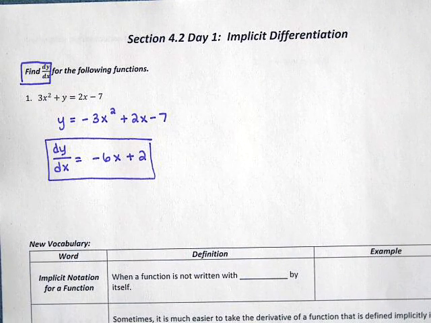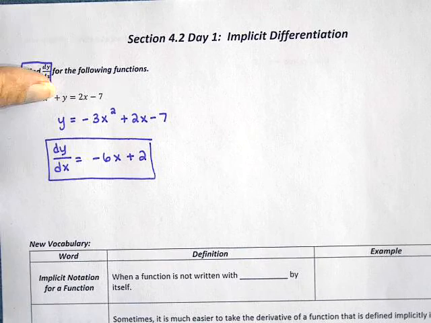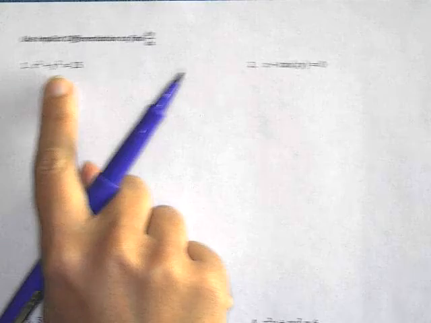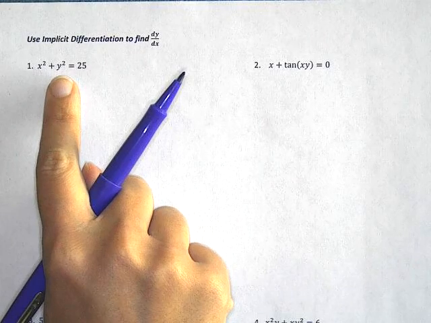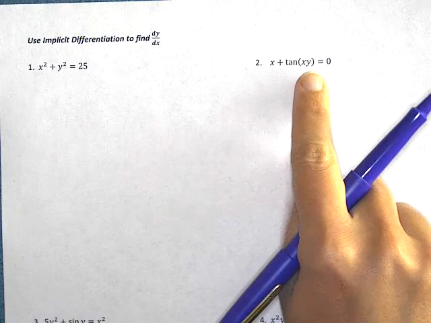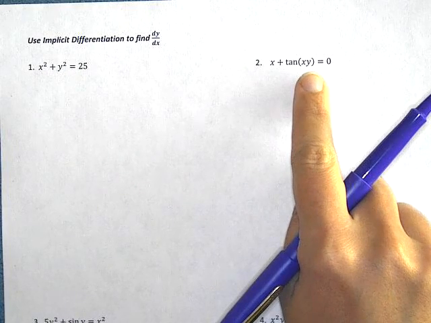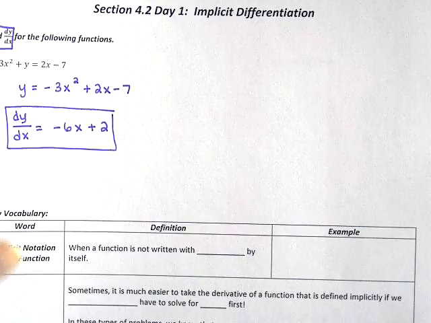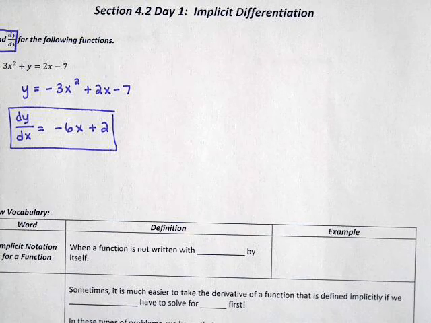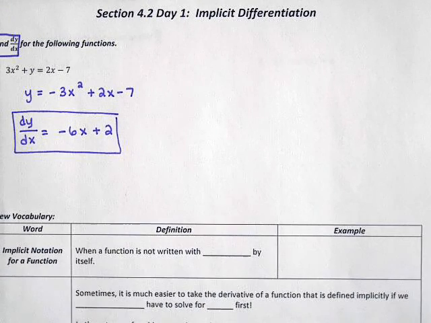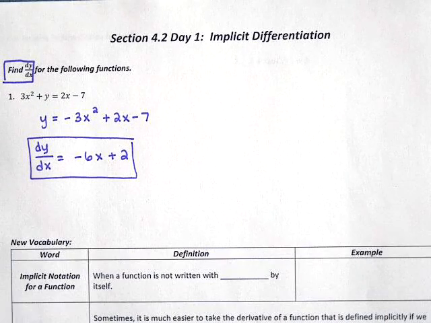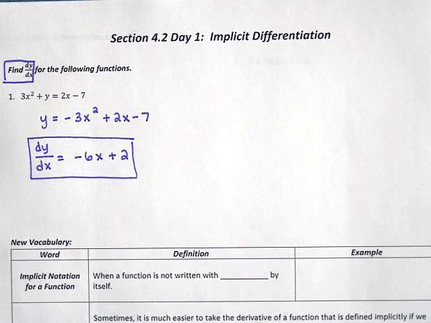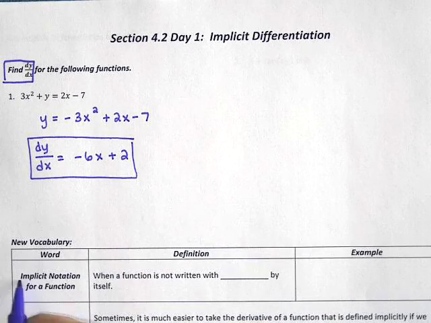Sometimes, however, it's not quite so easy to get y by itself. For example, if we look at this problem, getting y by itself because there's a squared would be a real challenge. If we look at problem 2 here, getting y by itself because it's inside of a tangent function would again be a real challenge. So what we need to learn is how do we get the derivative without having to get y by itself? We use something called implicit differentiation, which comes from this word implicit notation.